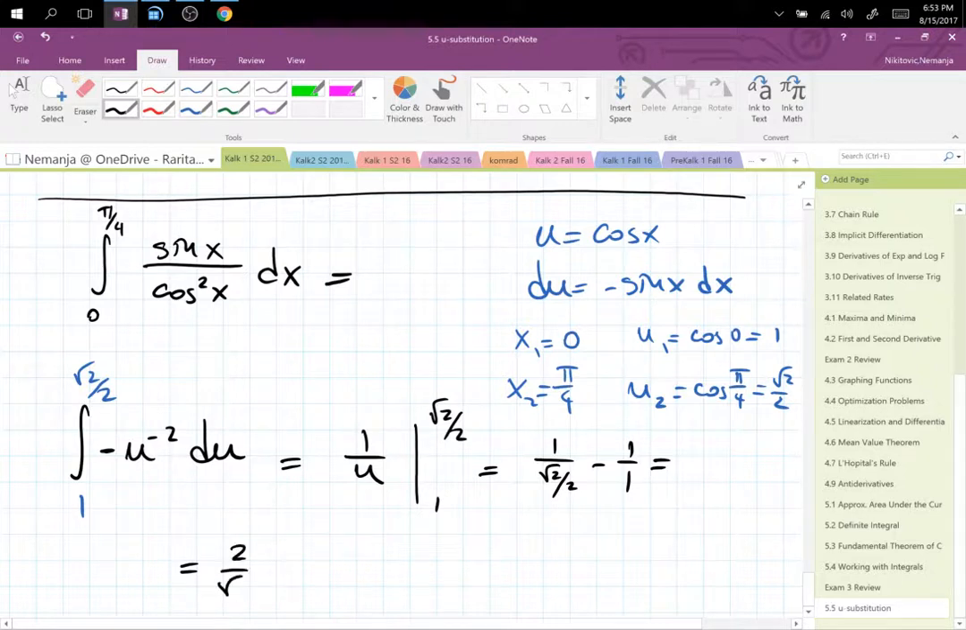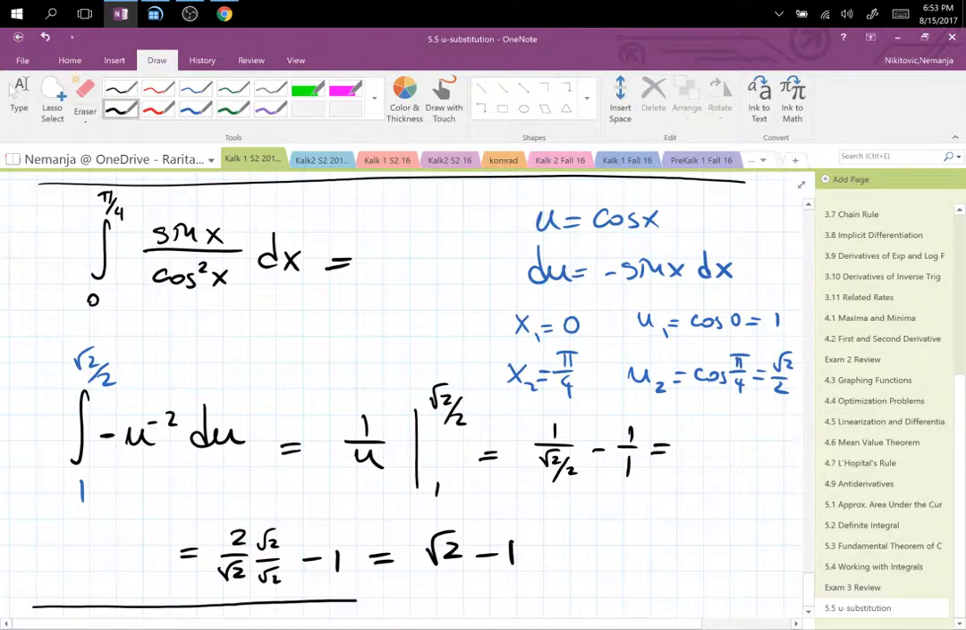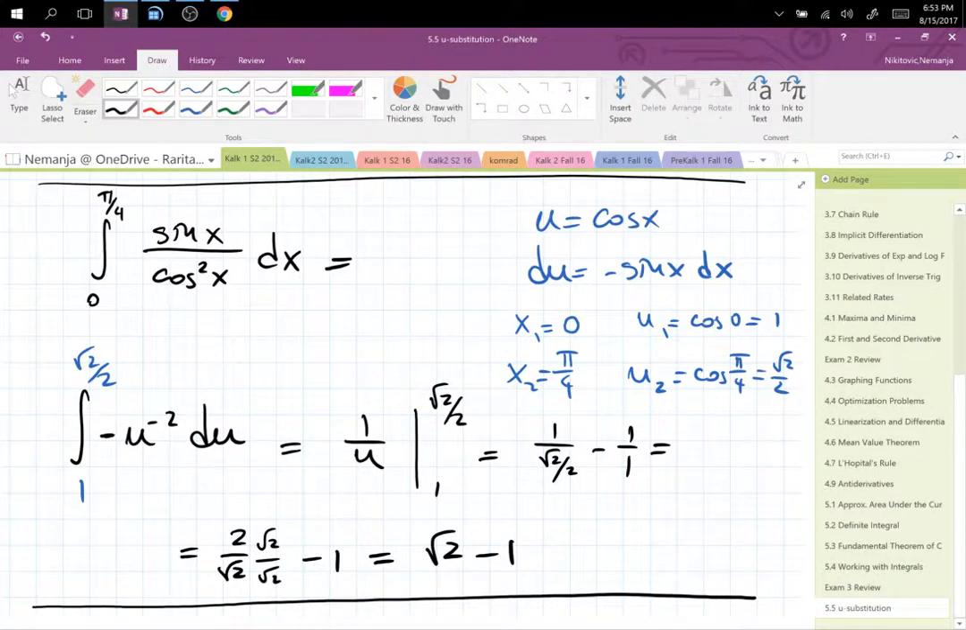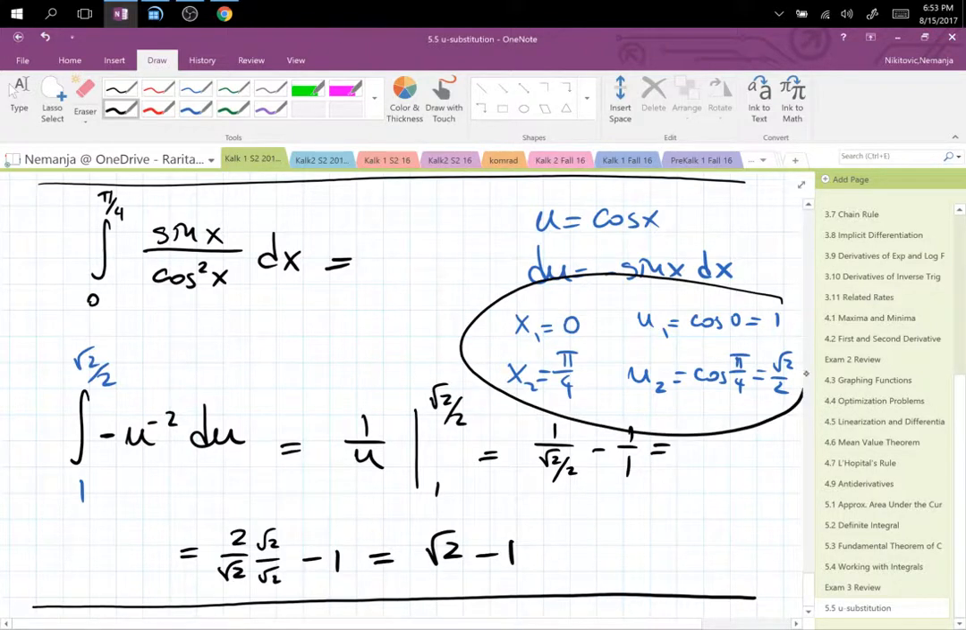This is 2 over root 2, and then we rationalize. We still have minus 1, which is equal to root 2 minus 1. That's the exact answer. Now, yeah, you can get 0.41 if you want the decimals. No one cares, but the process that you are learning now is to change limits of integration.